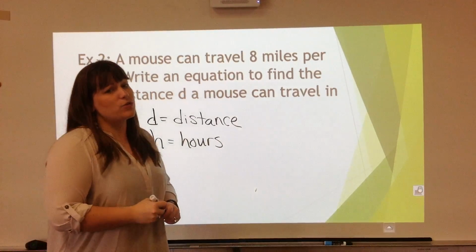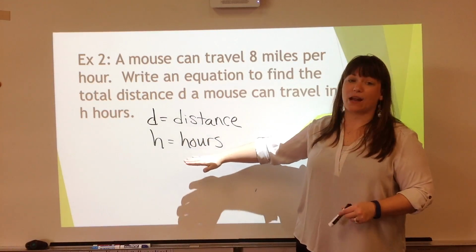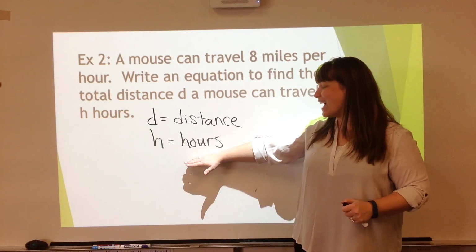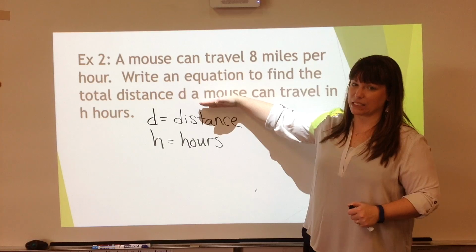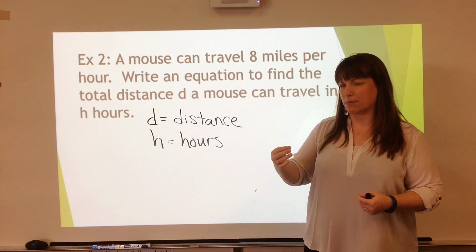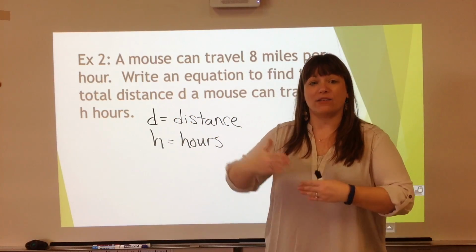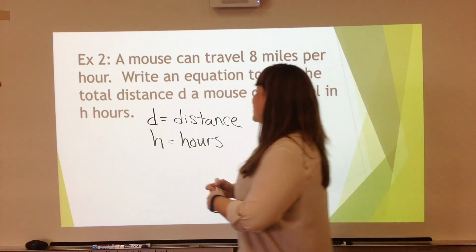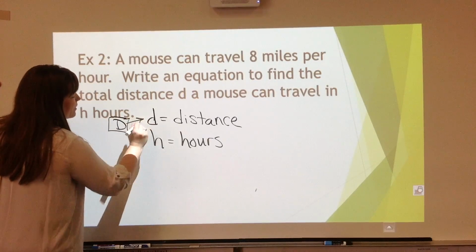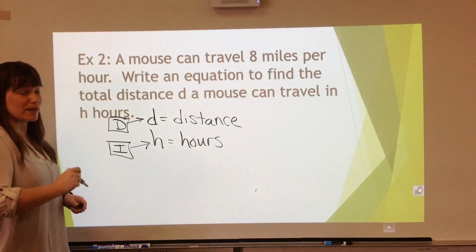Now we have to figure out which one is dependent upon the other. Is the distance dependent on how many hours that little mouse runs, or is the hours dependent on the distance? Hopefully, when you're thinking about it, the only one that makes sense is that depending on how many hours you run, that determines how far you go. So the D is going to be the dependent variable, and the H is going to be the independent variable.